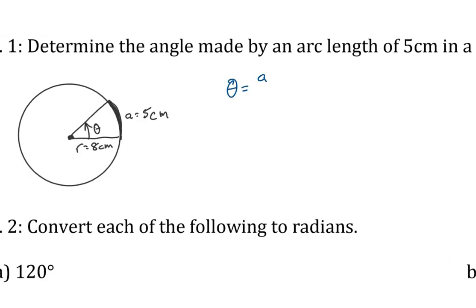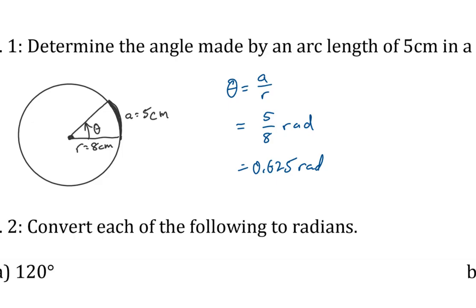Theta is the ratio of the arc length to the radius, which we know. So this seems like a totally uninteresting question. That works out to 0.625 radians, or leaving it as a fraction, 5/8 radians. There's no pi involved because we didn't start with 180. It just doesn't happen to have a pi in it.